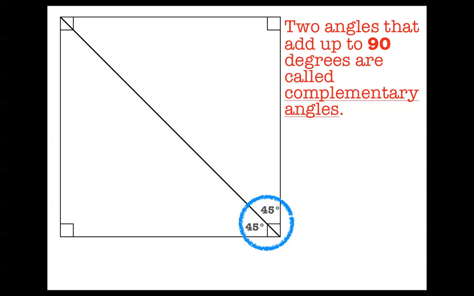Well, there's a name for that too. If the two angles don't add up to 180 but they add up to 90, they're not called supplementary, they're called complementary. So complementary angles are two angles that add up to 90 degrees. And they complement each other really nicely.